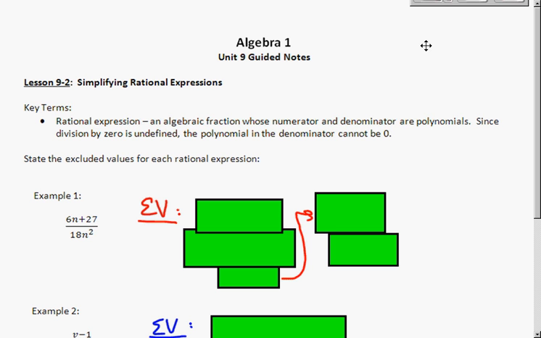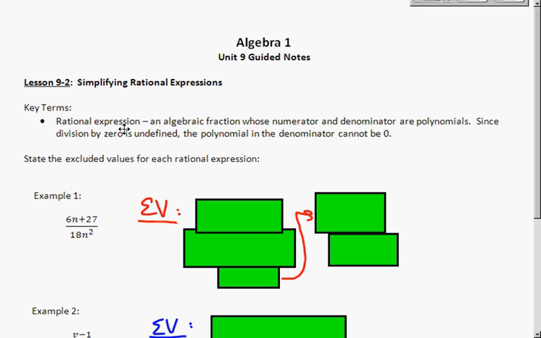Lesson 50, 9-2, simplifying rational expressions. We're going to split 9-2 up in 2 days. So lesson 50 is going to deal with basically finding the excluded values of rational functions again. You did that prior on lesson 49 to find out basically your denominator cannot be equal to 0. So your rational expression here, your denominator, whatever that polynomial is on the bottom, it cannot be 0.